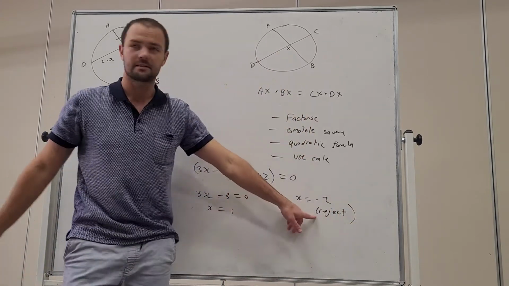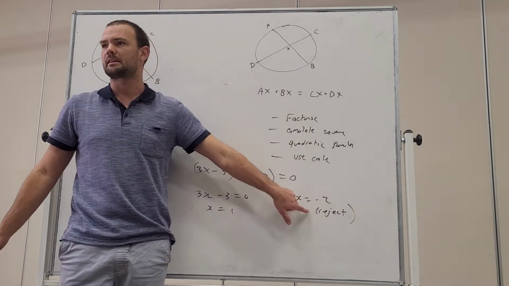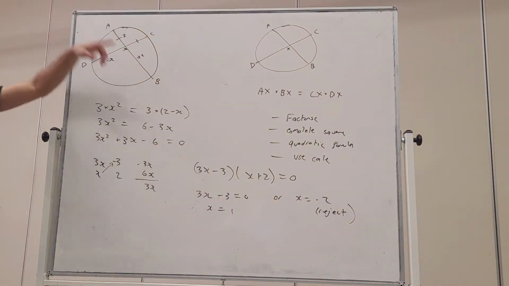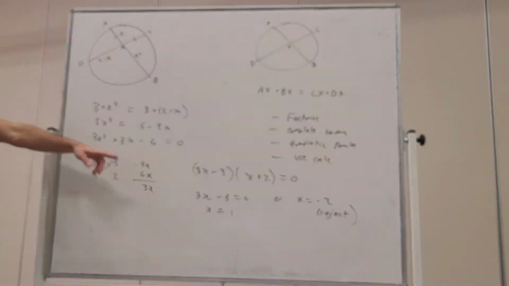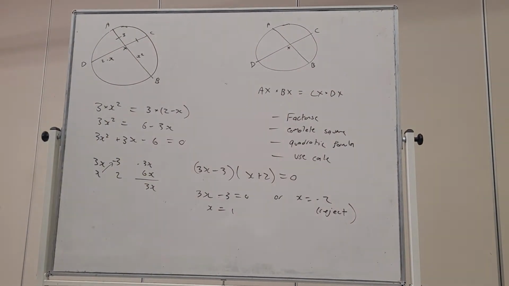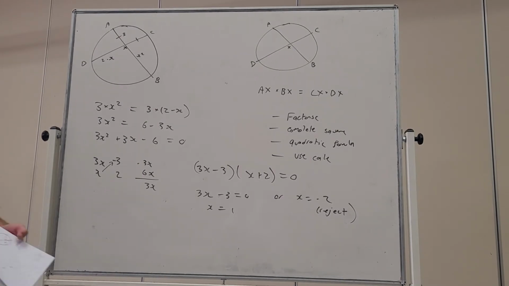So this is a solution mathematically, but it doesn't make sense in the context of the problem. You can't have a negative length. So we're rejecting that solution. This is our answer. We weren't given any units, so we're fine to leave it like that. Okay? Cool. Let's move on to the second example.